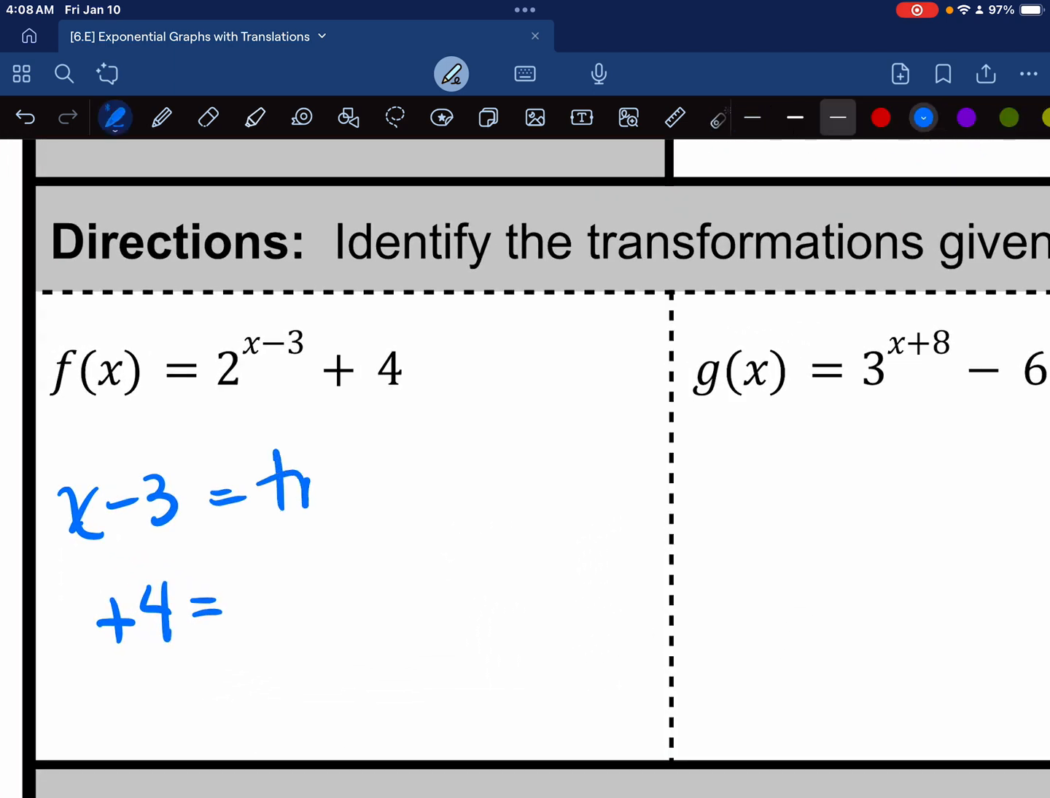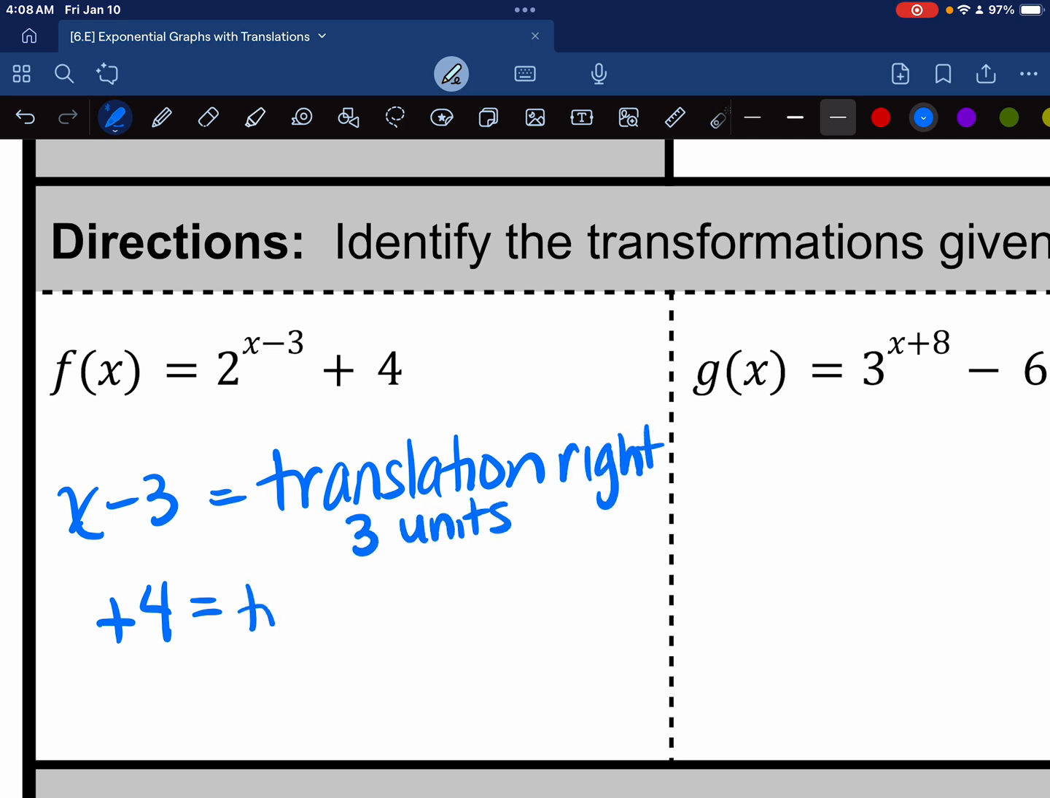And when I write it, I'm making sure to include units and how far they're sliding, okay? So this was a translation right, 3 units. And this was a translation up, 4 units.